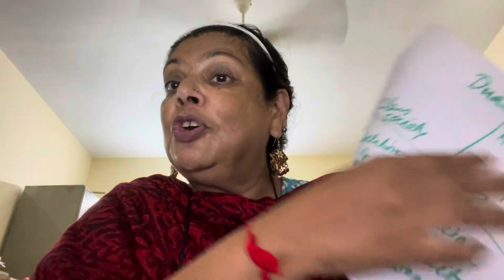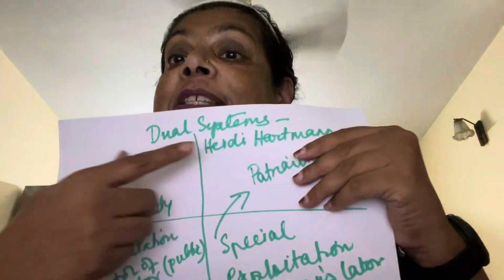Now, let me introduce to you Marxist feminism. The person that I'm going to talk about is Heidi Hartman. She's one of the prototypes. There are others, but we can't talk about all of them because we don't have that much time. So Heidi Hartman introduced a feminist theory called the dual systems theory.